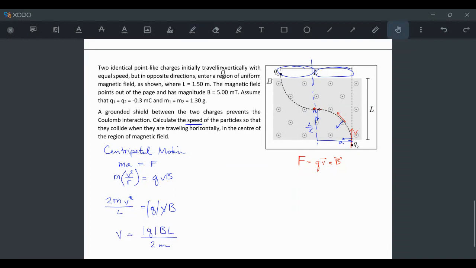I think in a lot of these problems, you will find something like Q divided by M or M divided by Q. The mass to charge ratio or the charge to mass ratio comes up a lot. So the fact that we have Q over M here is to be expected. So I think we have everything. We have the magnetic field, that's 5 millitesla. We have the length, that's 1.5 meters. We have the charge, we have the mass. So this problem is done.